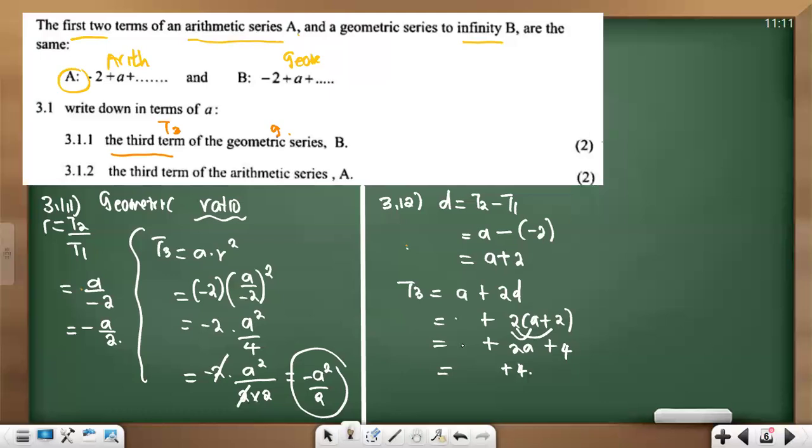Negative 2, negative 2. All right, I'm going to have negative 2 plus 4 plus 2a. I hope you see my mess. This minus this, I'm left with 2. So I have 2 plus 2a. I hope everybody's okay. So that is T3.